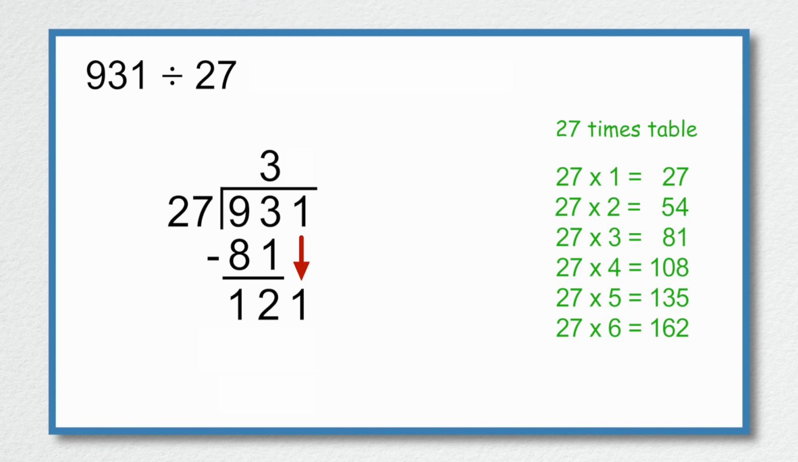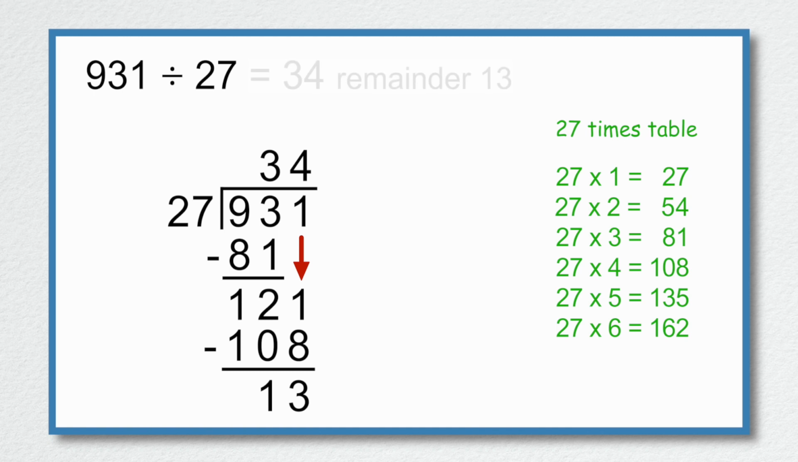121 divided by 27. And we can see that 27 multiplied by 4 is 108, whereas 27 multiplied by 5 is 135. So we have to go with 27 multiplied by 4. So we'll write the 4 in the answer and write down 108 and take it away from 121. And we're left with a remainder of 13. We've got nothing else to bring down now. So 931 divided by 27 is equal to 34 remainder 13.